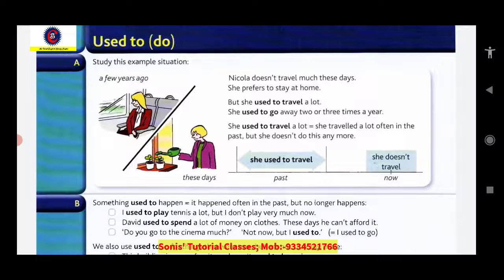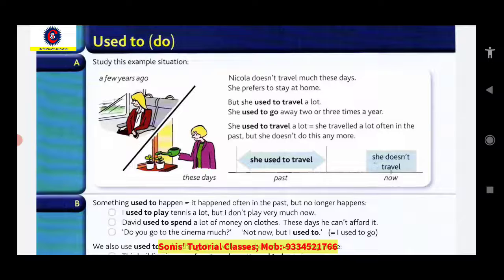Okay, this is a picture and there is a lady. Her name is Nicola. The first picture is from a few years ago and this picture is of these days. Let's read the sentences now. Nicola doesn't travel much these days. She prefers to stay at home. Okay? This is Nicola's story about the present.